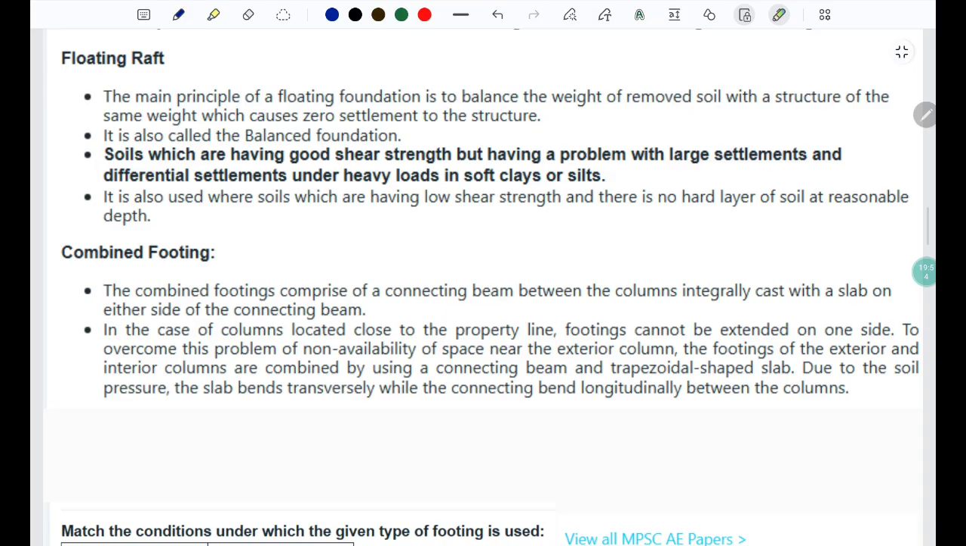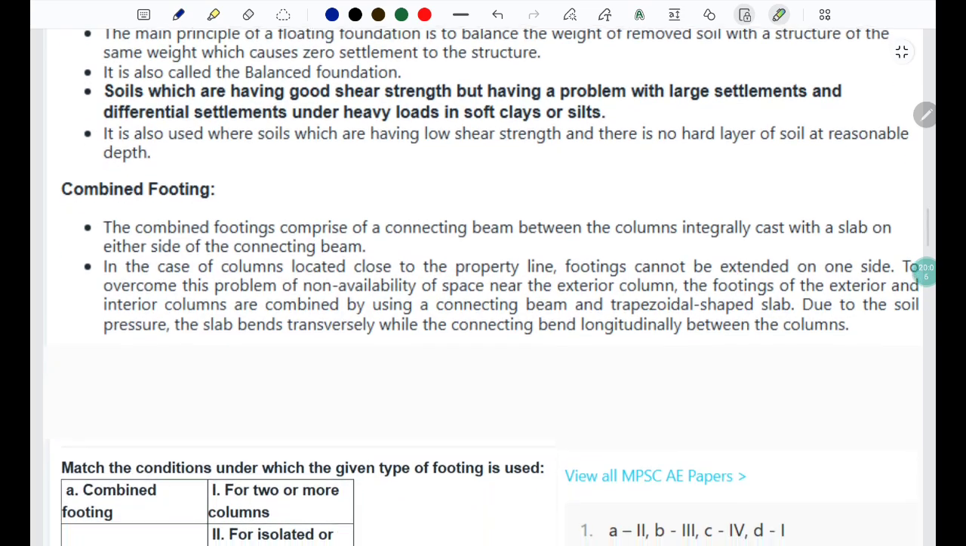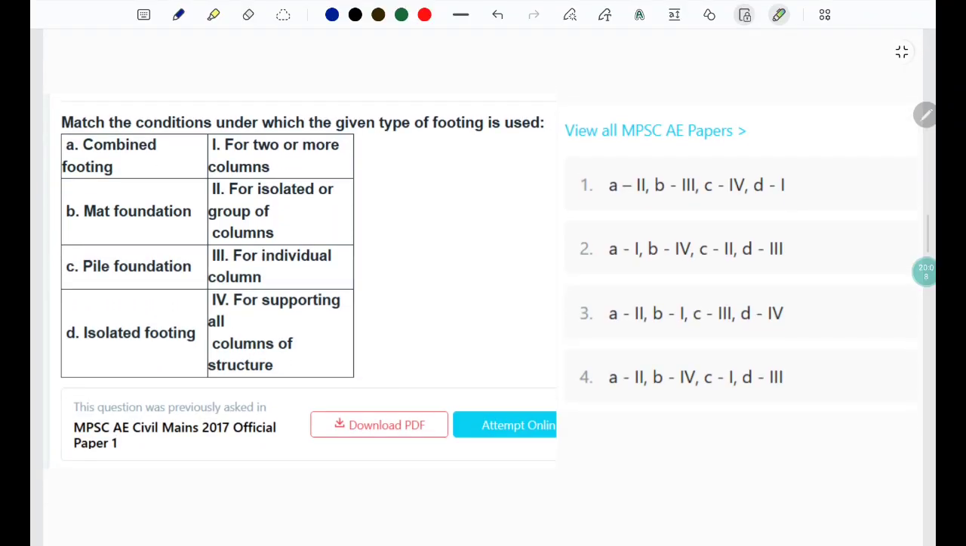Then comes combined footing. Combined footing is also given where the column is close to the property line. Then comes another question. So of course, isolated footing will go with individual column. That is, D will go with third. We have two options with D third.